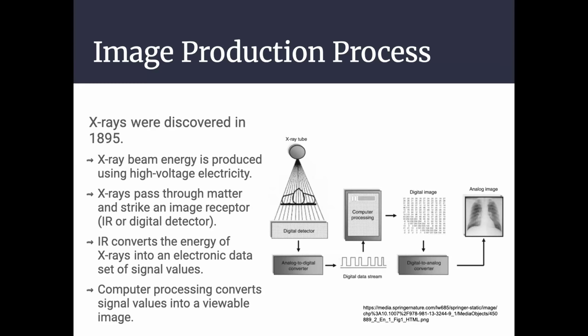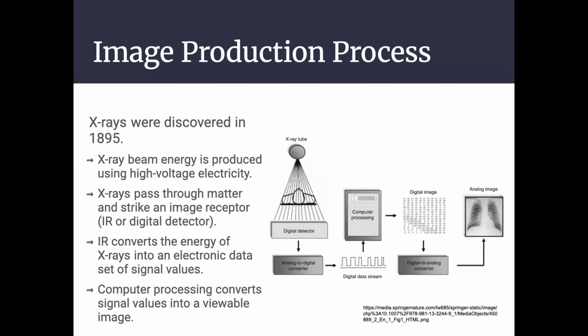So the X-ray passes through matter. Matter in this case is a patient or whatever you're X-raying. Could be an airplane part, okay? And then it strikes an image receptor. An image receptor can be referred to as an IR, for image receptor, and it can also be called a digital detector. Three separate phrases that mean the same thing. So you can call it the detector, a digital detector, the IR, or the image receptor.